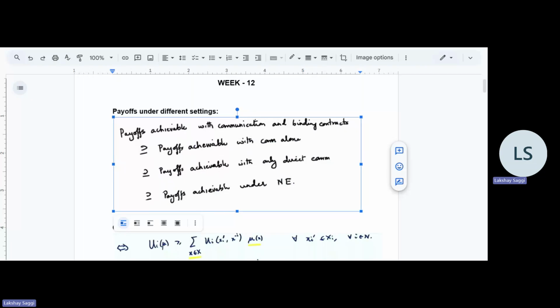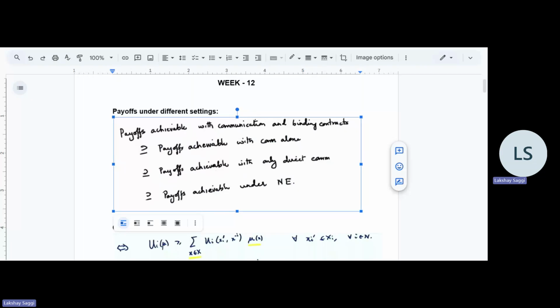Some examples were discussed in the lectures also, where some payoffs were actually realized only because Alice and Bob had imperfect information. If they had more information, if they had direct communication, then some payoffs were actually not realizable. So payoffs achievable with indirect communication are a superset of payoffs achievable with only direct communication. And this setting, as was discussed in the lecture, is one of the most common settings in the real world also, payoffs achievable with communication alone.